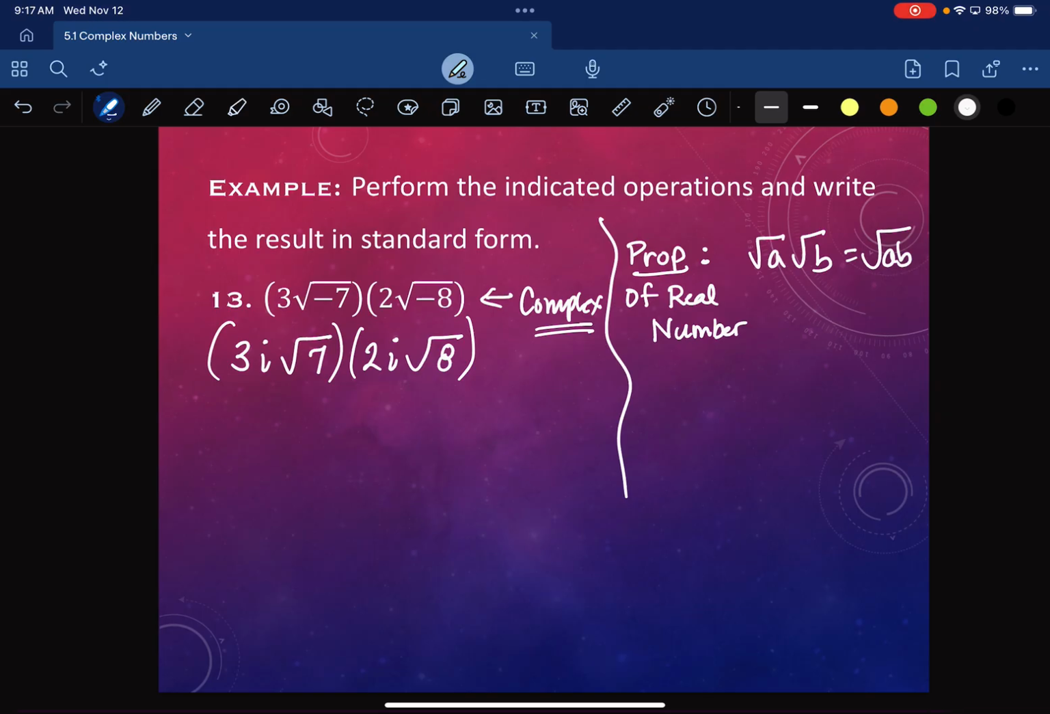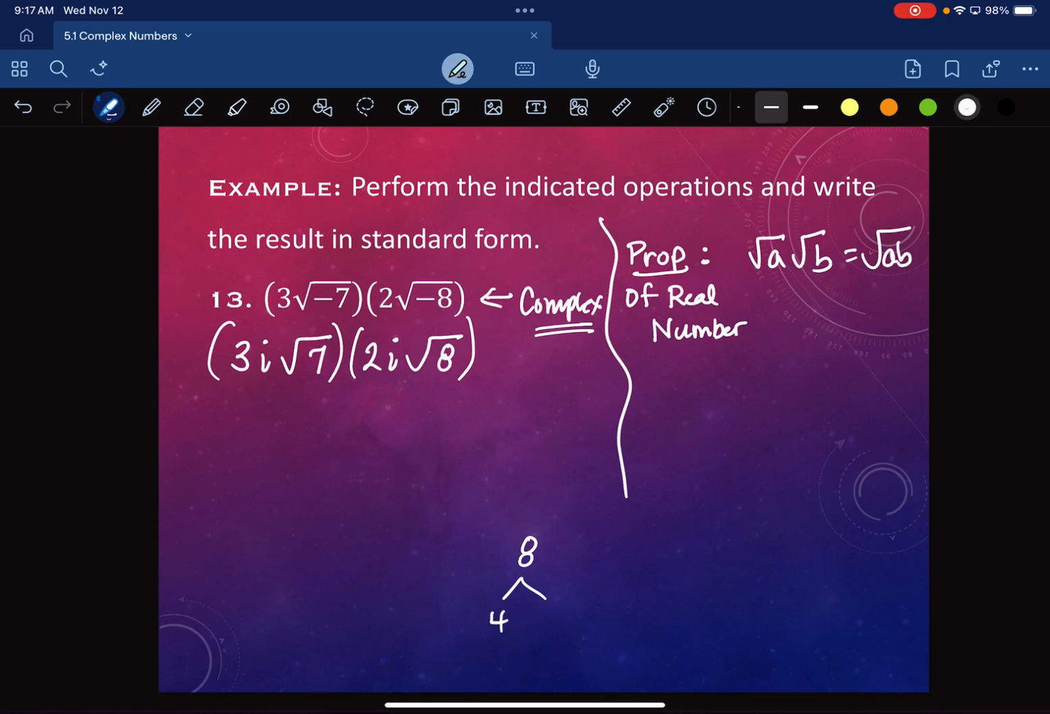Okay, pretty good so far. Now, we could combine some pieces and so forth, but I kind of want to simplify the radical a little bit further. 7 doesn't do anything, right? 7's prime, I can't do anything with it, but 8 will simplify. If I take the number 8 and I break it down, what do I get?